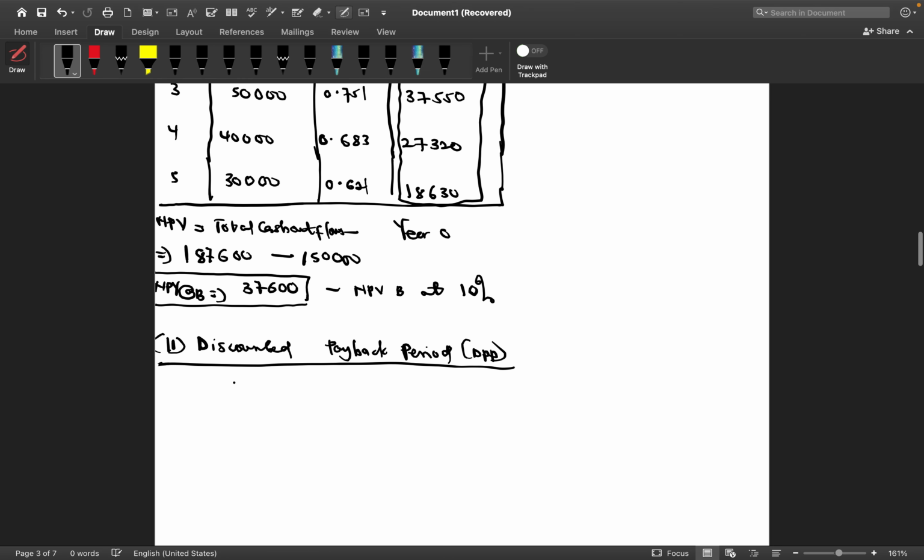So discounted payback period. This is project A. I have years, I have the present value, then I have cumulative present value.